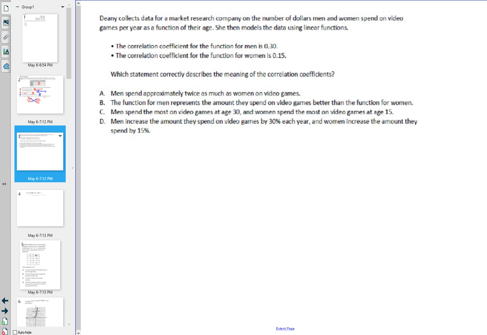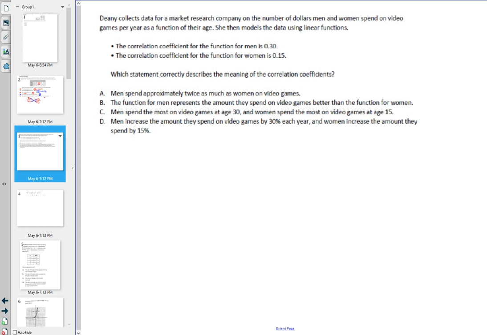Deannie collects data for a market research company on the number of dollars men and women spend on video games per year as a function of their age, and then she models the data using linear functions. The correlation coefficient. So that's the same thing as like the R that we talked about when we did scatter plots. What's the strongest correlation coefficient you could have? A 1, or a -1, and then the weakest would be 0.